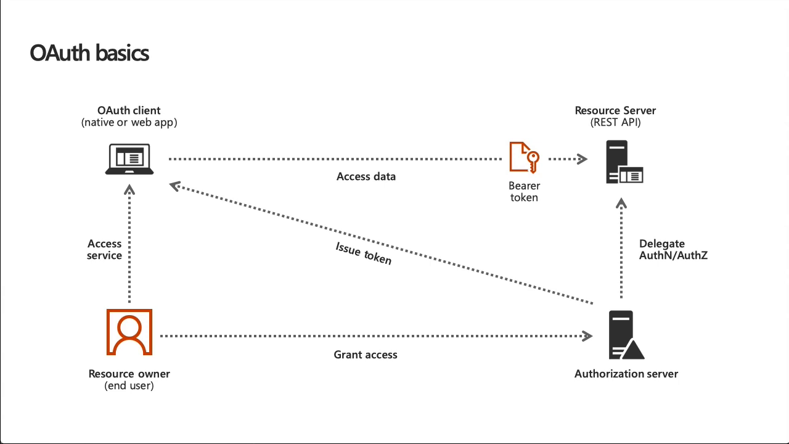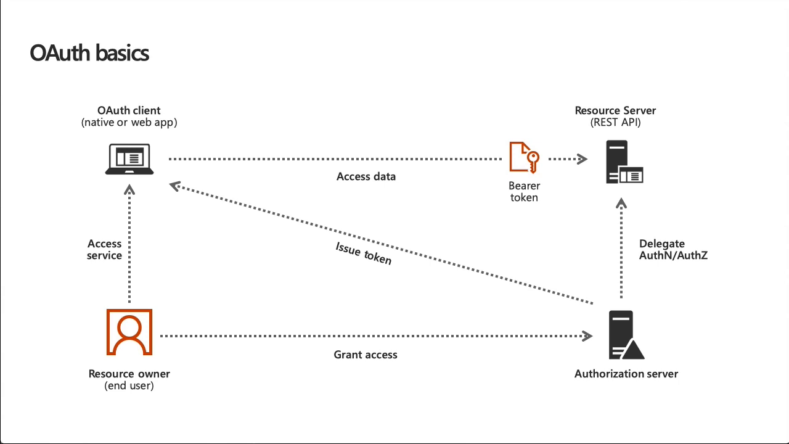In the top left corner, you've got something called the OAuth client. That's our native application that we're going to build on the mobile device. In the top right corner, you've got the resource server. That's where the API is, or in our case, that's where the Microsoft Graph is. And then finally, you've got the authorization server. Again, in this scenario, that's Azure AD.